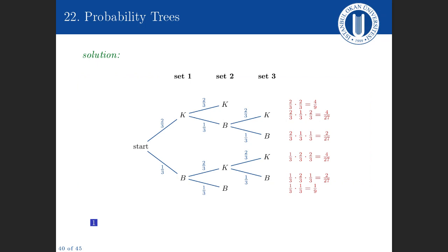Here's a probability tree for this problem. The probability of each branch stays the same. The probability that Kia wins is always 2/3, and the probability that Boris wins is always 1/3. So it's going to be 2/3, 1/3, 2/3, 1/3, and so on.